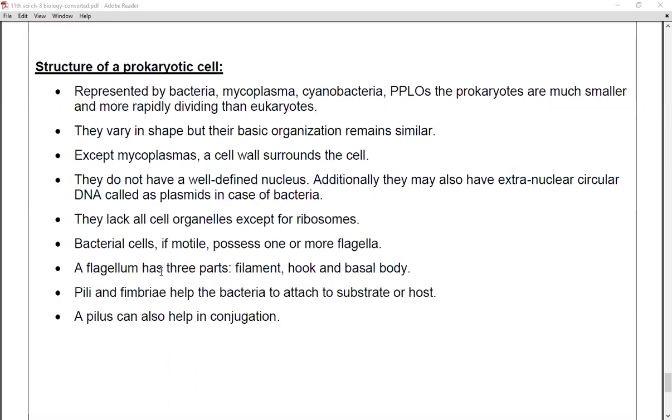Next, a flagellum has three parts, right? So this flagellum contains three parts: the filament, hook, and the basal body. Pili and fimbriae help the bacteria to attach to the substrate or the host. So these two are responsible for attaching to the particular substratum, or we can simply say that the attachment is provided by the pili and the fimbriae. And there will be a pilus, which helps in conjugation. That means the sexual contact which is produced between two different cells, right? So this is about the structure of a prokaryotic cell.